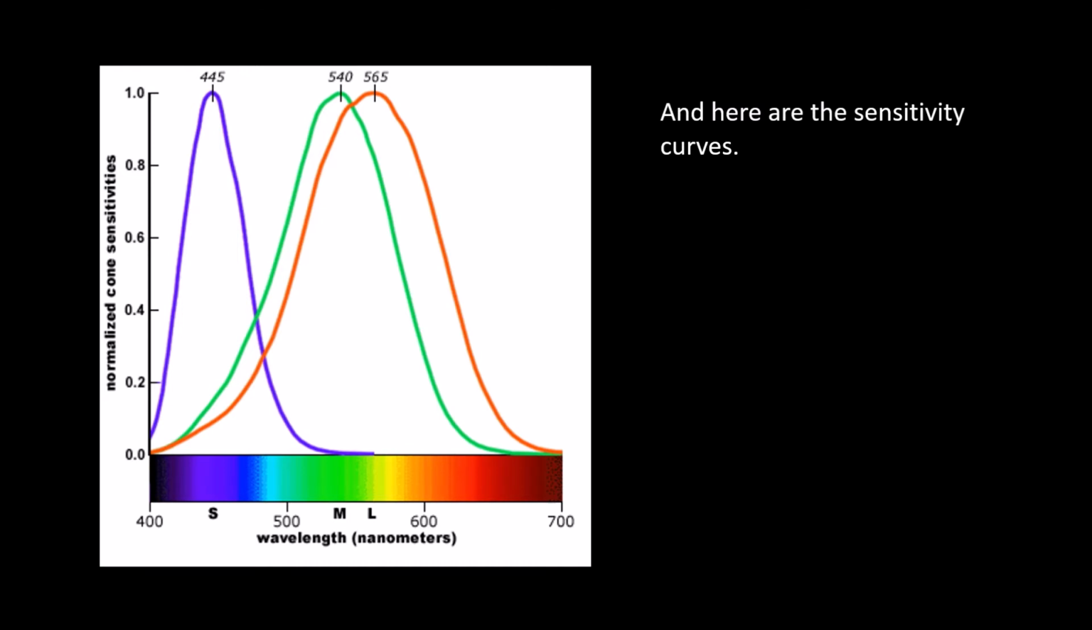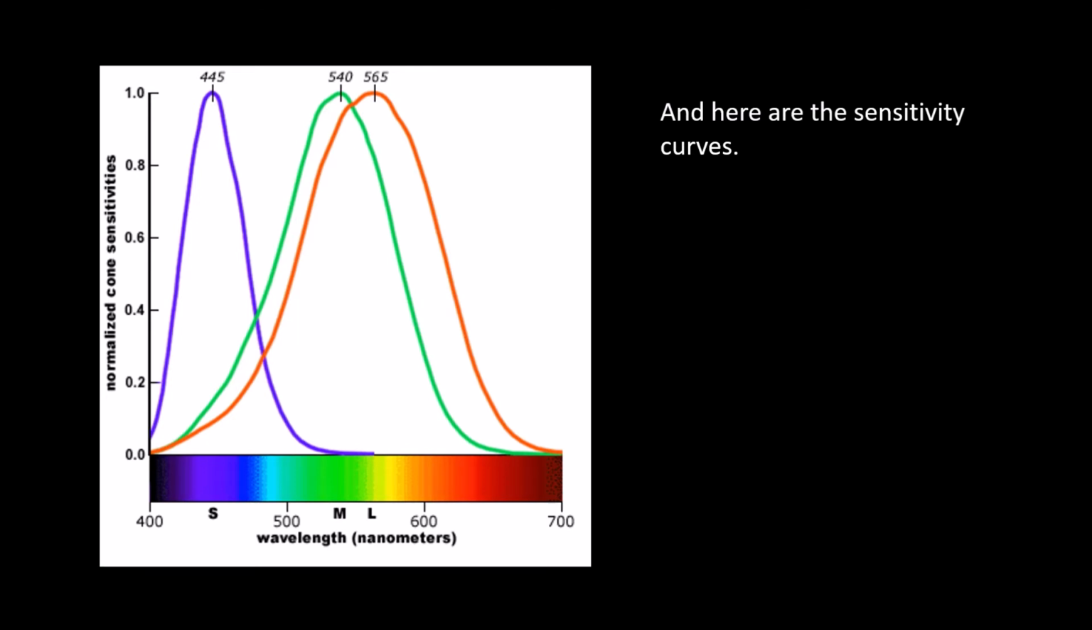So we can see how that works if we just scan through, starting from the short wavelength end. So you can see just above 400 nanometers that we're getting strong stimulation of the short wavelength receptor and much less of the other 2.